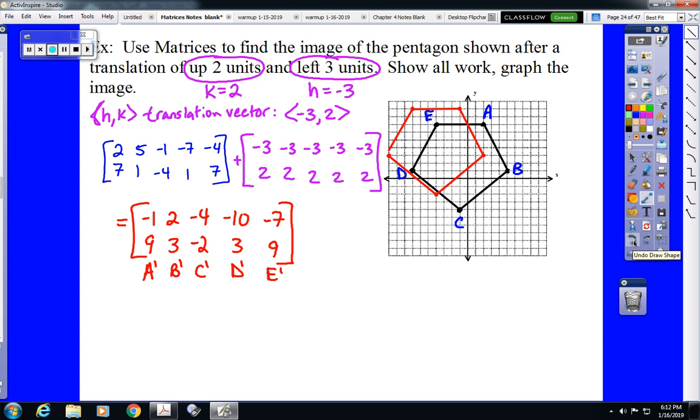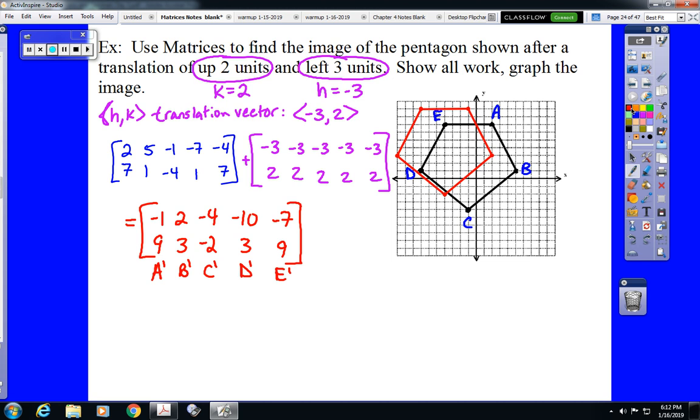Last one got away from me a little bit. Let's get that fixed. There we go. And labels, this is A prime, B prime, C prime, D prime, and E prime. That takes care of translations.